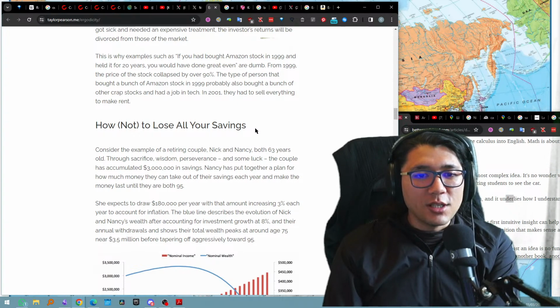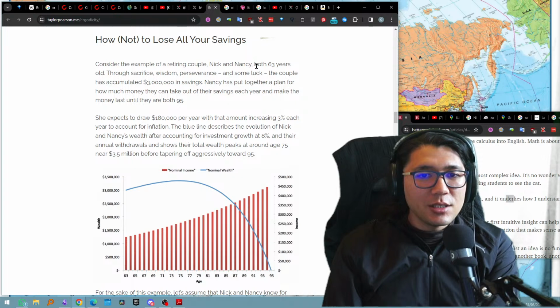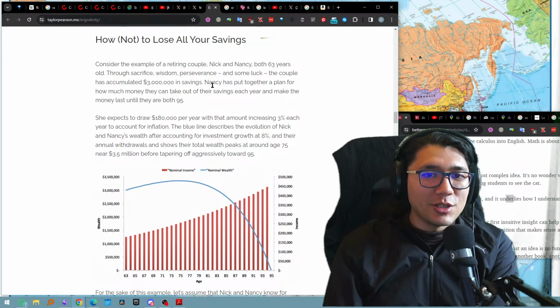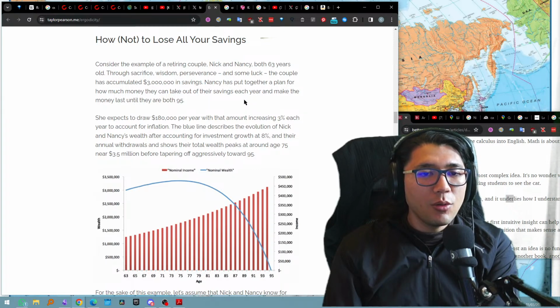How not to lose all your savings? Consider the example of a retiring couple, Nick and Nancy, both 63 years old. Through sacrifice, wisdom, perseverance, and some luck, the couple has accumulated 3 million in savings. Nancy has put together a plan for how much money they can take out of their savings each year and make the money last until they are both 95.